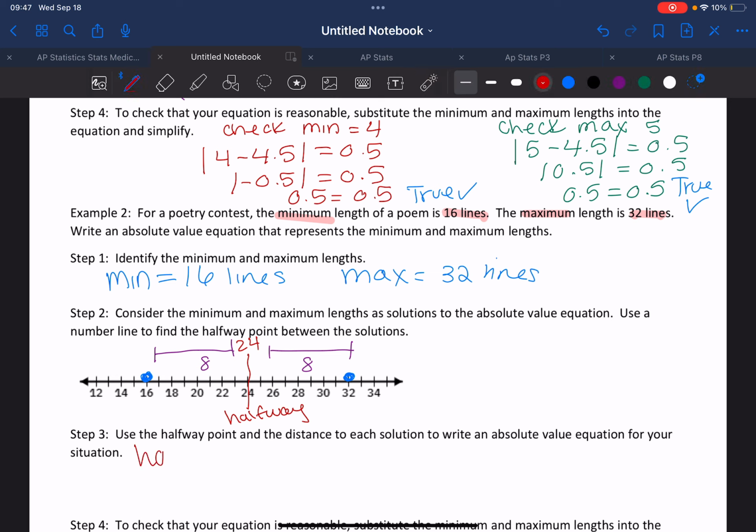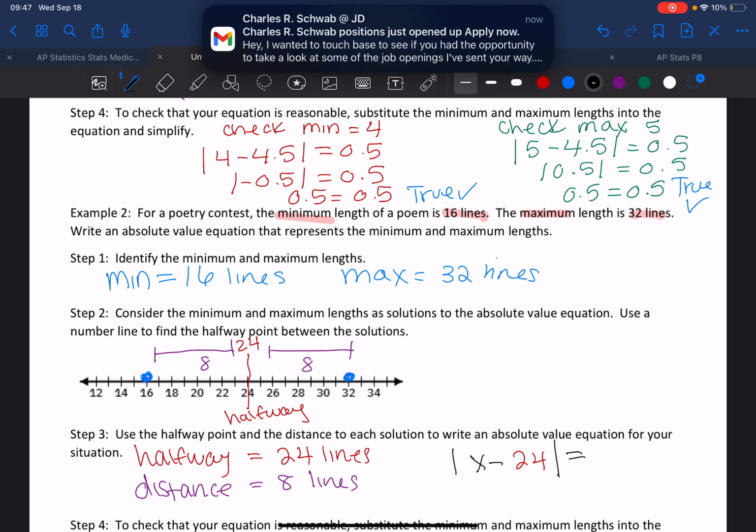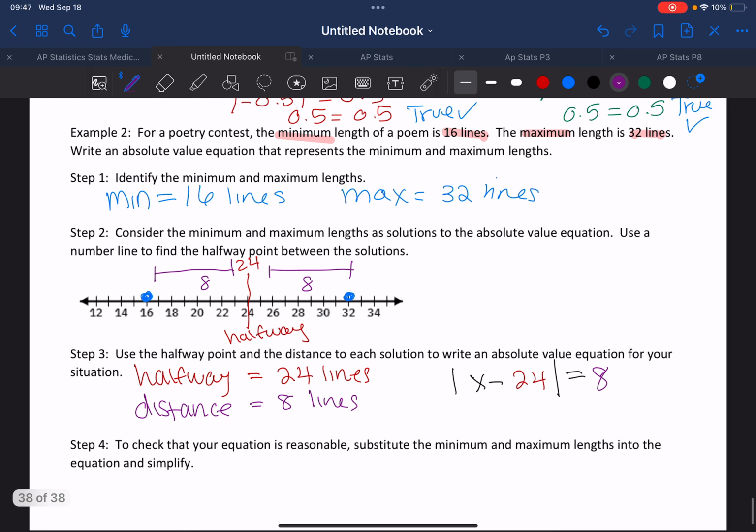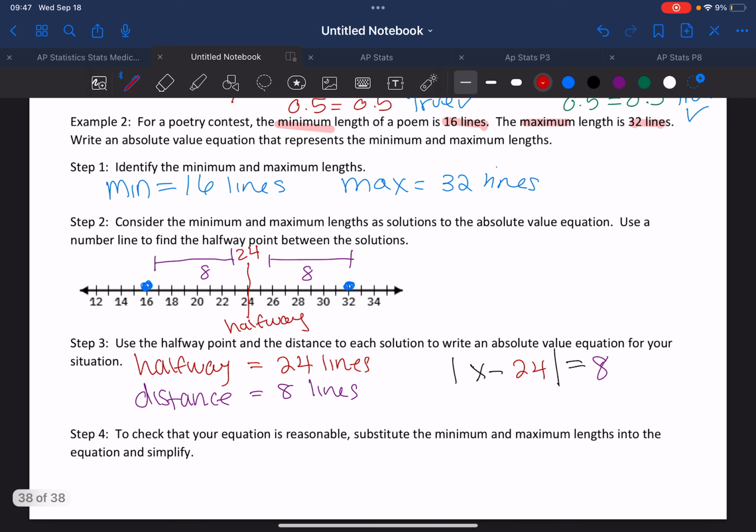Okay, so halfway is equal to 24 lines. Our distance is equal to 8 lines. So if we were to write an equation, we would have the absolute value of x minus our halfway, so minus 24, is equal to our distance, which is 8. And then before we can say this is our answer, we have to first check our minimum and our maximum.